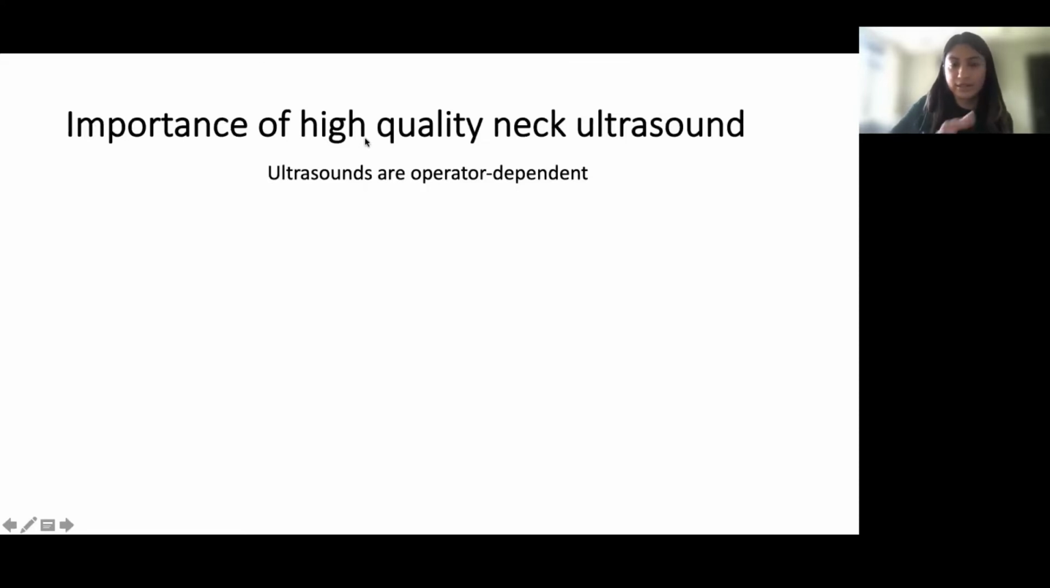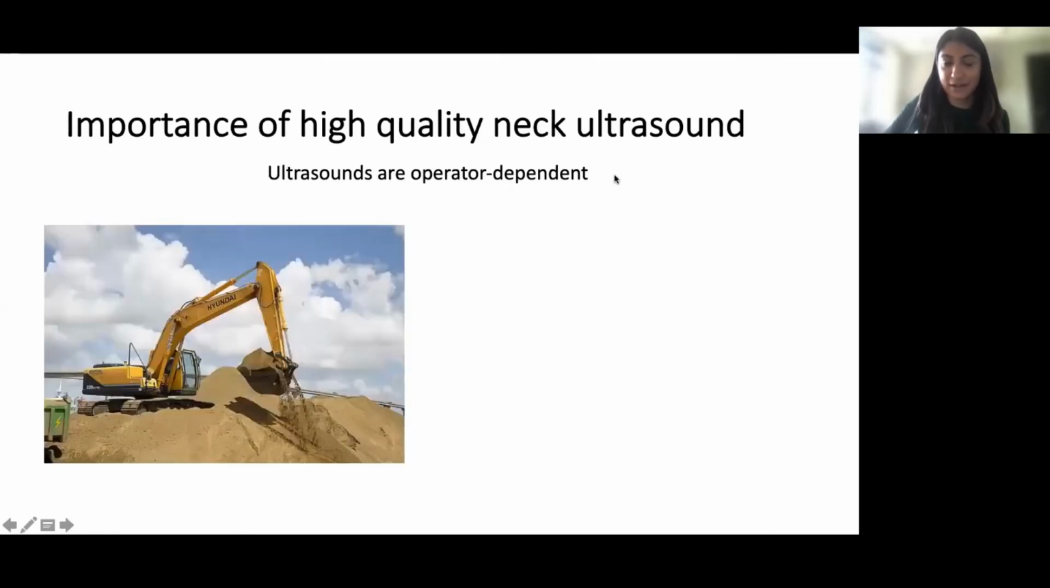So the importance of, this is just a little aside, a caveat, is, what's the importance of high quality neck ultrasound? So ultrasounds are what's called operator dependent. Operator dependent really means it matters who's doing it. And so I finally came up with an analogy I think I like, although I'm always kind of reworking these just to figure out how I want to explain this.